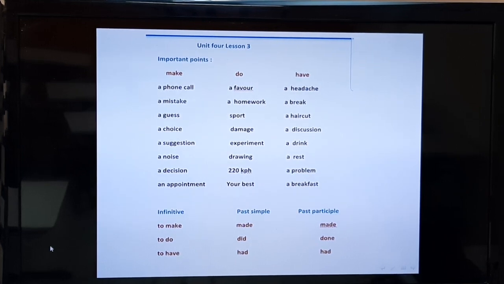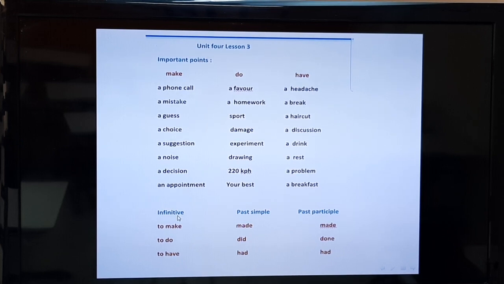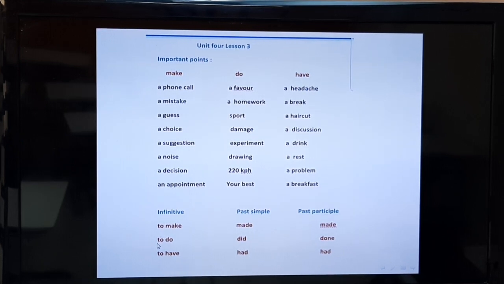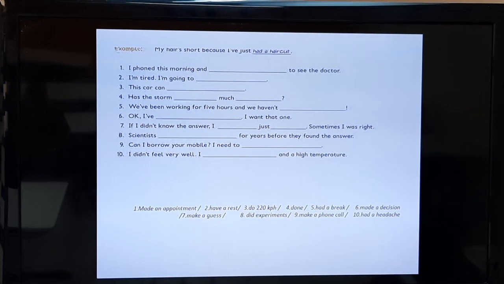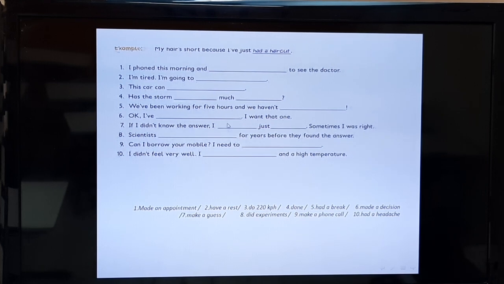Then, as you see in this page, you have the infinitive of 3 verbs: to make, to do, to have, and the past simple and past participle. Okay? And you have exercise C in your book. Already we have done it together. So these are important points in this page. And you have this exercise, very important, in page 44. So be careful with this page.